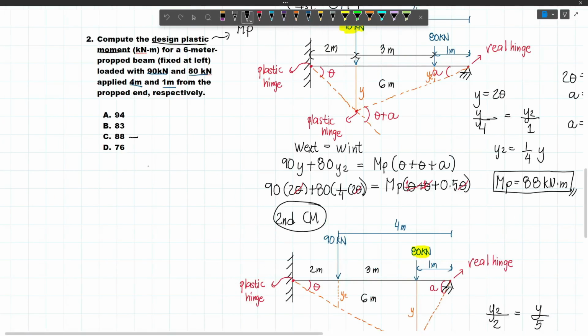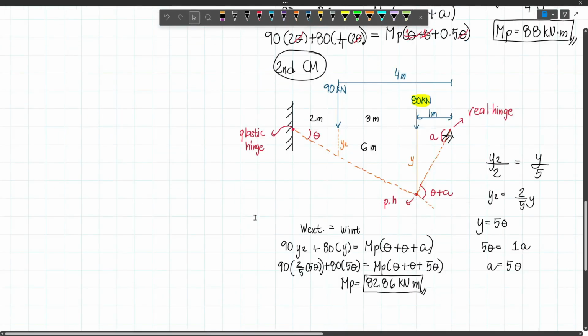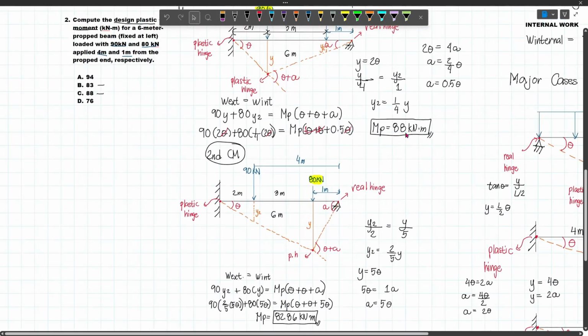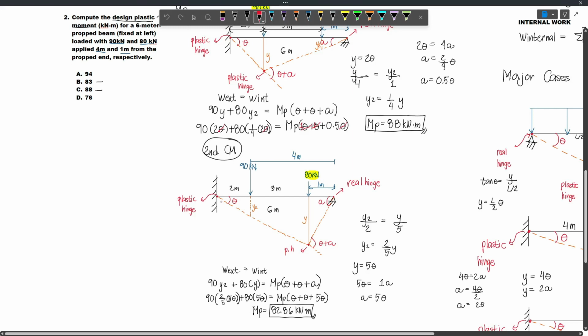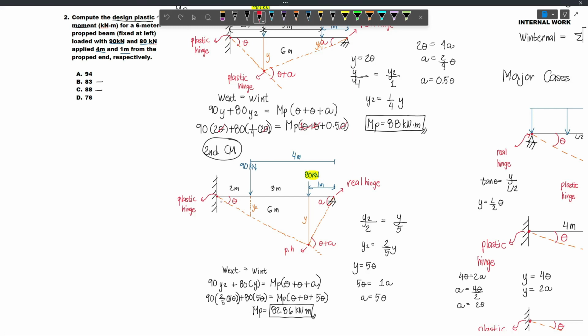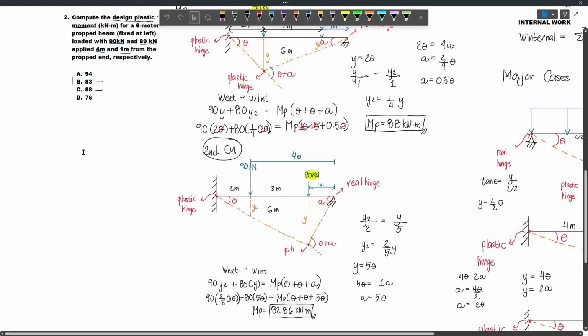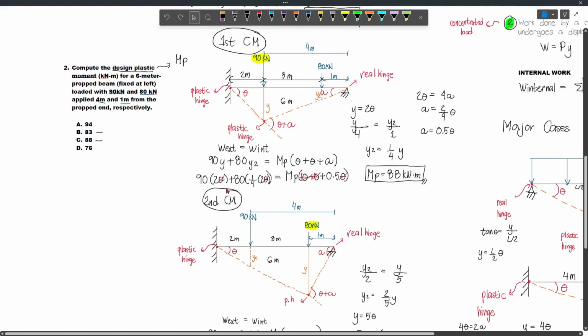Now, looking at the choices, we have 83. Sir, which one should we choose, 88 or 82.86? Our choice is 88. Again, in our second problem, we are talking about capacity. What is the moment capacity? Here we go with the larger capacity, so that our beam can withstand both conditions of these collapse mechanisms.